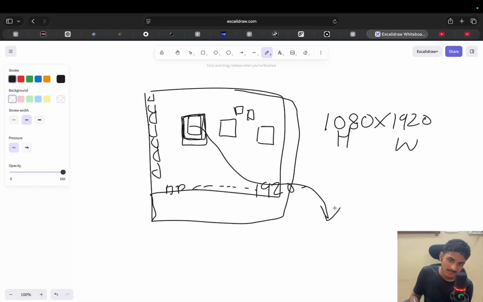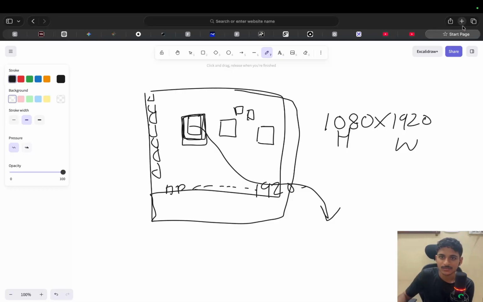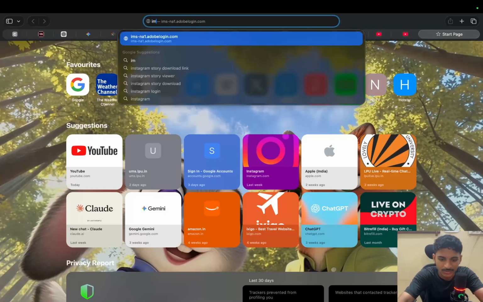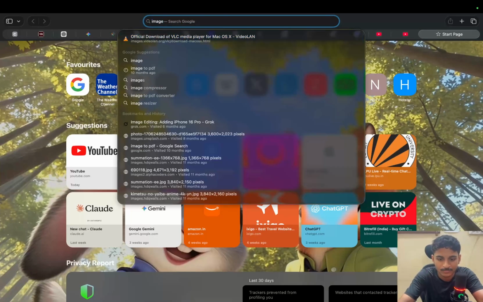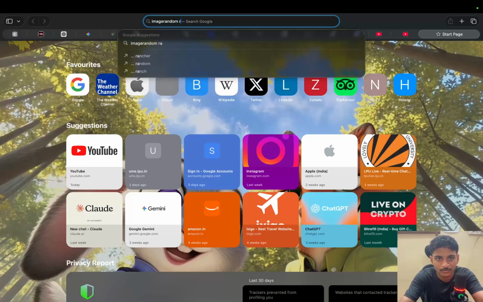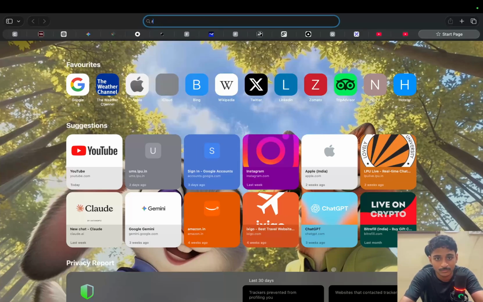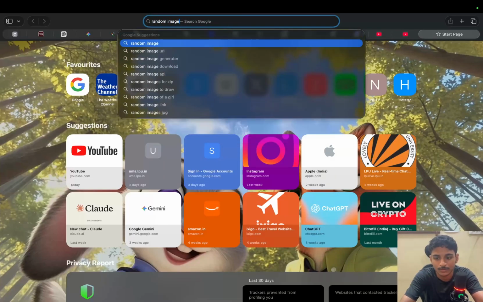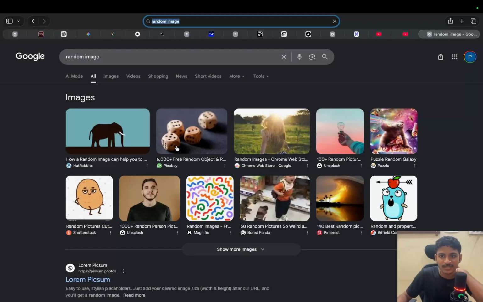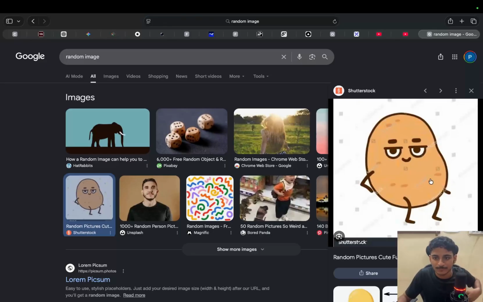In this pixel, so for example, there is my face right here. Let us search for a random image. So for example, we have this potato right here. When we have this potato right here, there are infinite, many pixels inside here.